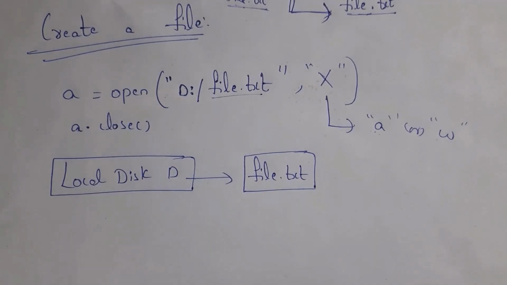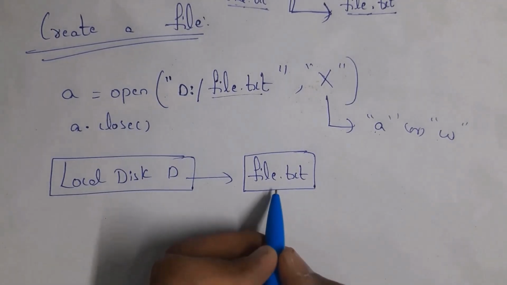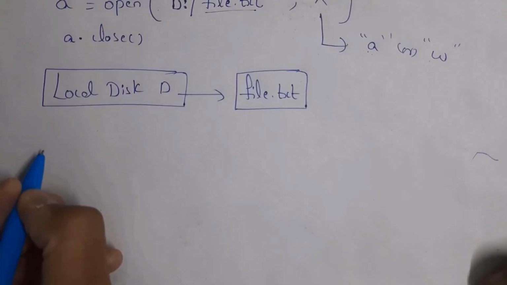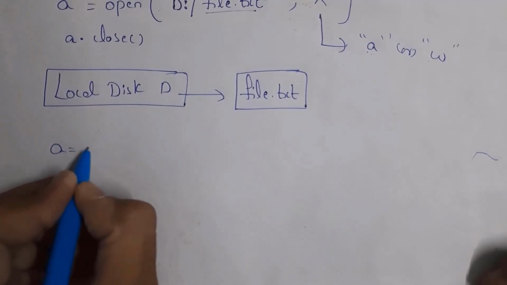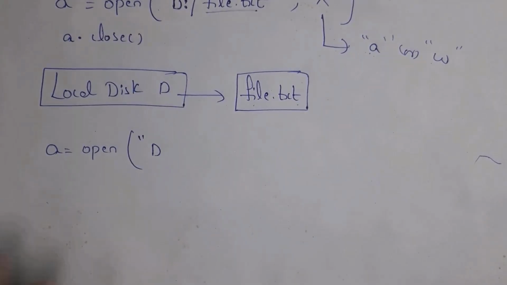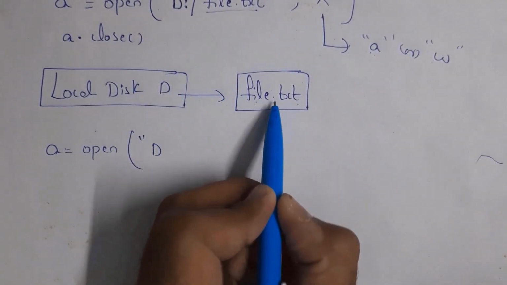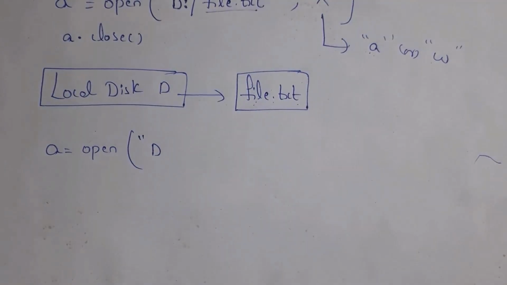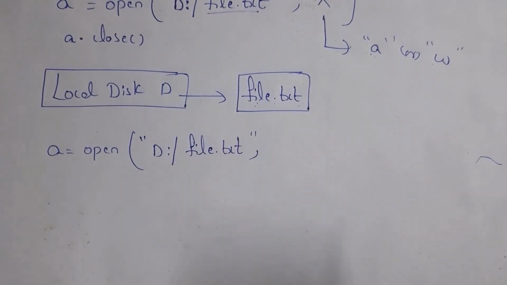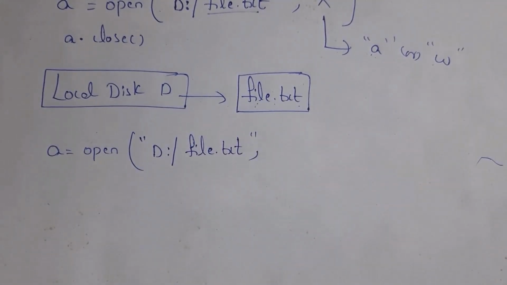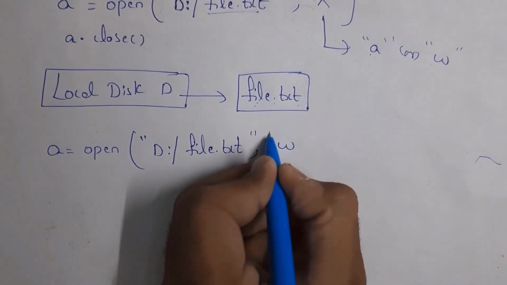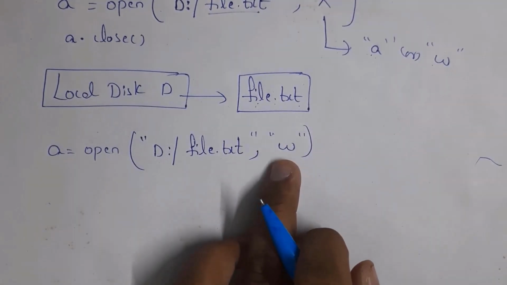I created one text file in local disk D with the name file.txt. Now I want to add text hello into my file file.txt. So just write here a equal to open function. Inside the open function, I want to open the file. That file name is file.txt, which is present in local disk D. So just write here D:\file.txt, quotations close, comma. I want to add text hello, so you need to open this file in write mode. By using write mode, we can add text. So I open this file in write mode.